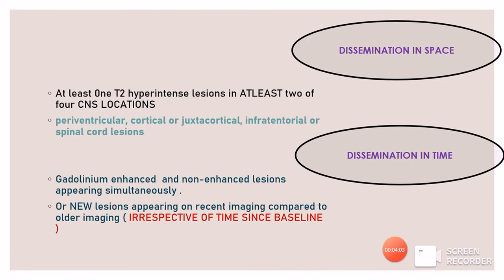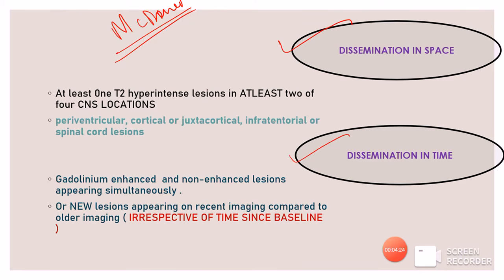Now, in diagnosing multiple sclerosis, the criteria that we use is actually the McDonald criteria, and this has been revised. According to the latest revised criteria for the MS diagnosis, there are two terms which are used, that is dissemination in space and dissemination in time.